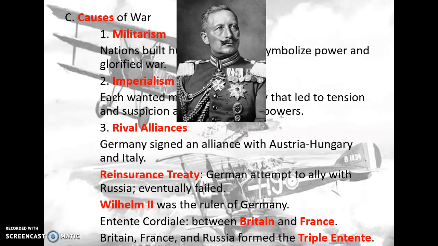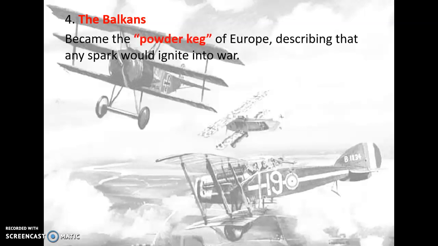So number 1, militarism is a cause of war. Number 2, imperialism. Number 3, rival alliances. And the fourth cause for World War I was the Balkans. You guys remember, of course, where the Balkans is located. It's the southeast part of Europe. The Balkans became known as the powder keg of Europe. What that means is it describes that any spark, starting there, would ignite into war.